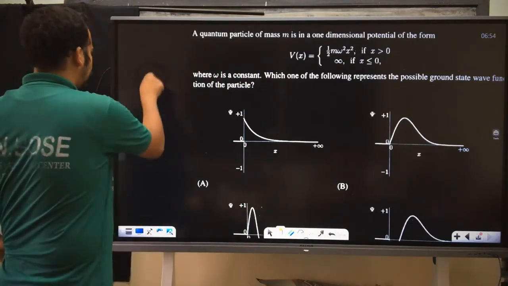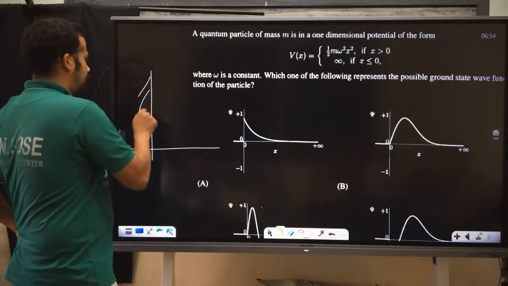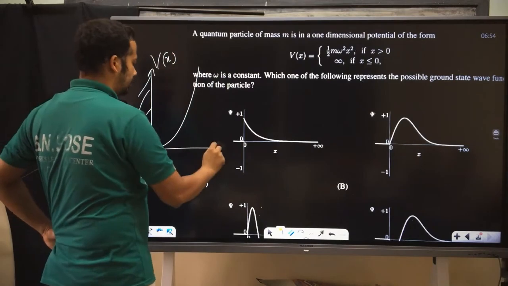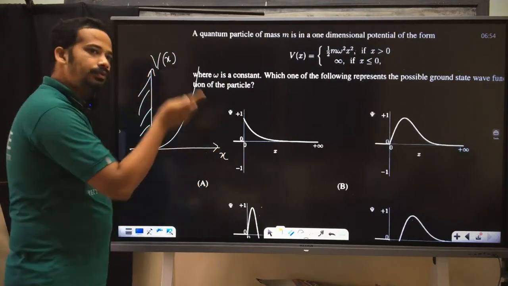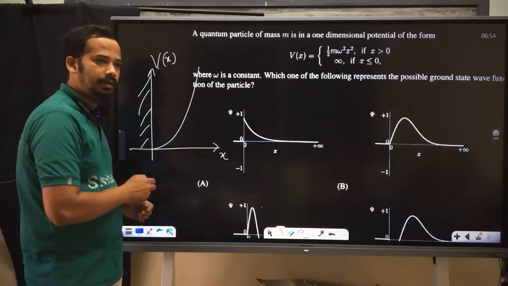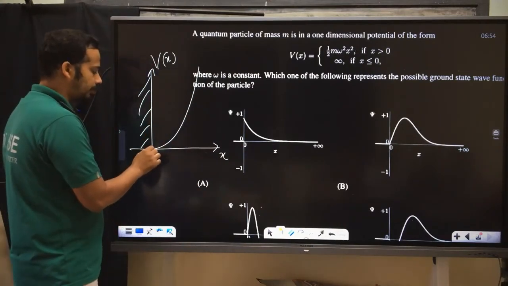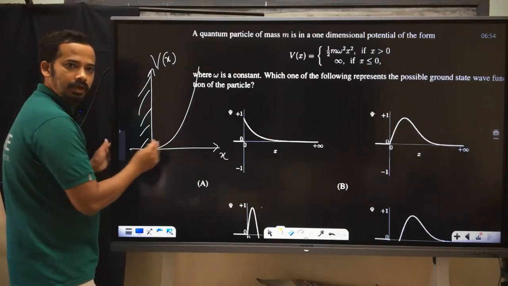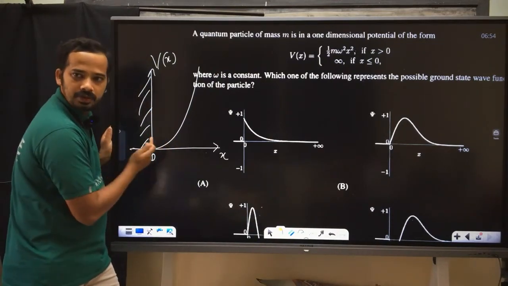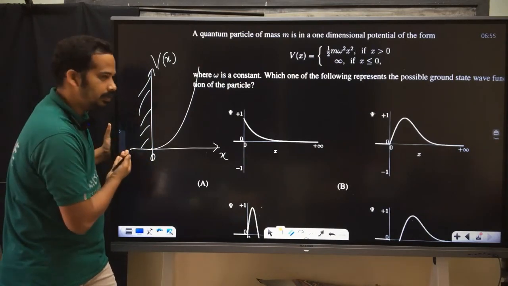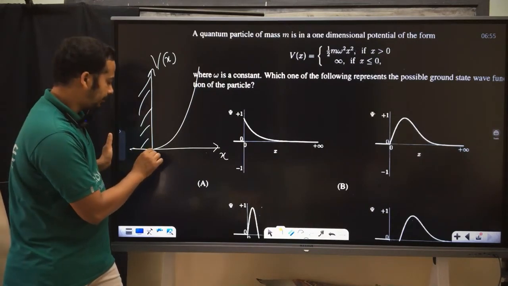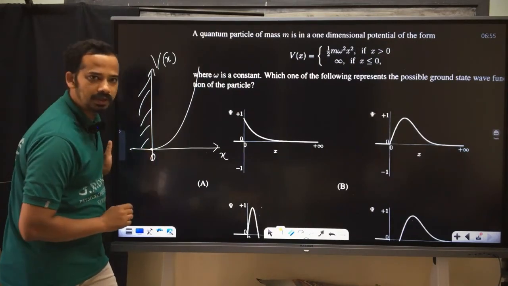One side is infinity. Am I right? The other side is a harmonic oscillator potential, isn't it? Now you take your full harmonic oscillator. In the full harmonic oscillator, you pick the state whose wave function goes to 0 at x equal to 0. Look at here. Potential is infinity, which means the particle is not entering this region. The particle is not entering this region, which means the wave function is 0. The wave function is 0 in this region, so continuity of the wave function requires that the wave function should be 0 at x equal to 0.